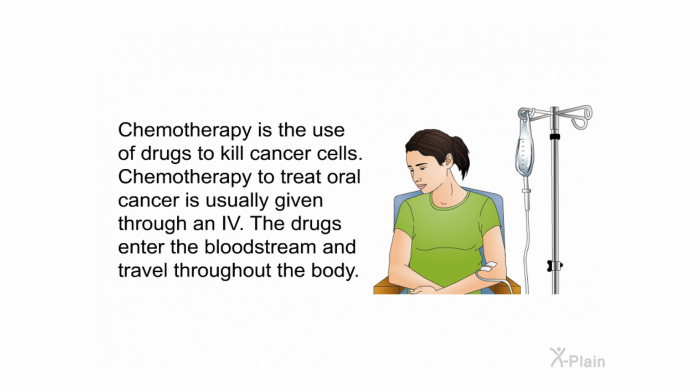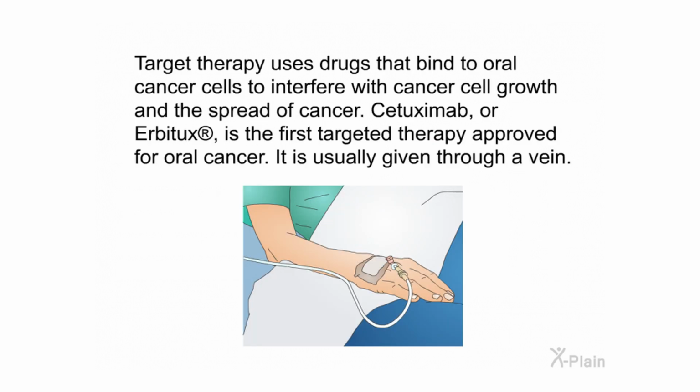Chemotherapy is the use of drugs to kill cancer cells. Chemotherapy to treat oral cancer is usually given through an IV. The drugs enter the bloodstream and travel throughout the body. Targeted therapy uses drugs that bind to oral cancer cells to interfere with cancer cell growth and the spread of cancer. Cetuximab or Erbitux is the first targeted therapy approved for oral cancer. It is usually given through a vein.